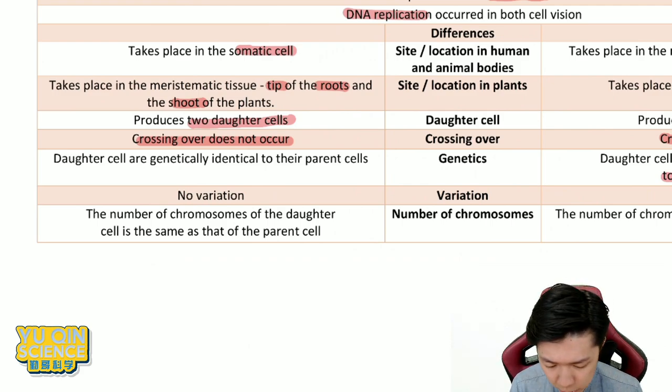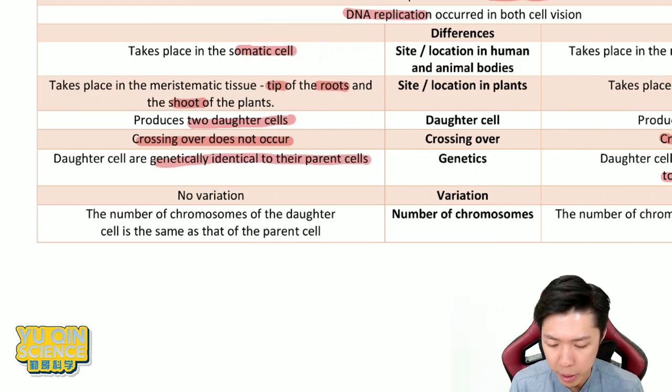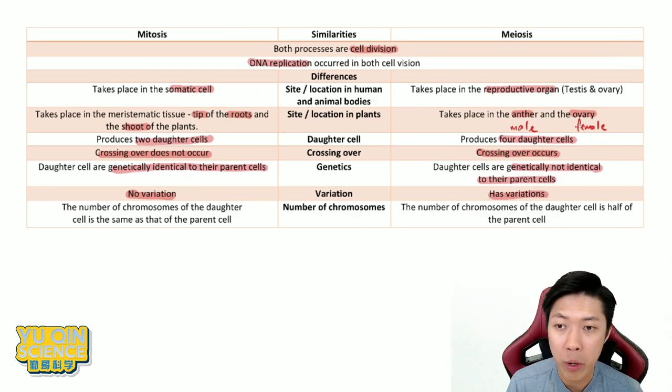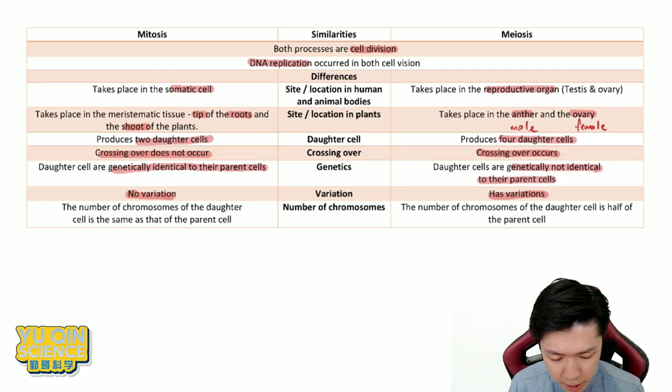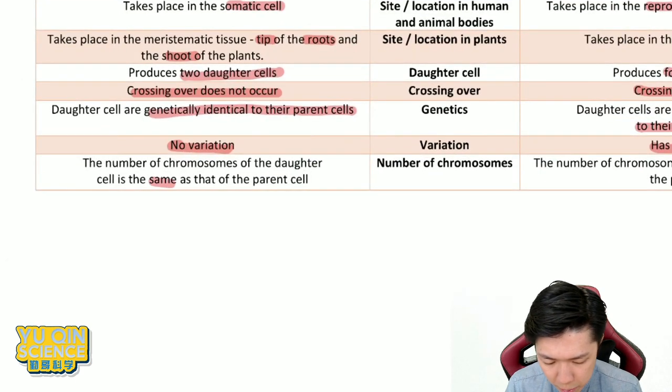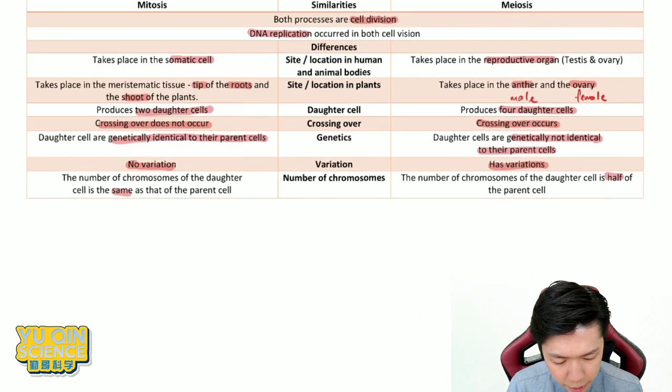mitosis will be genetically identical to the parents because there's no crossing over, all right? So hence, no variation, no new things, no differences. They're all the same, copy-paste. And this is variation, very important. That's what makes you and your brothers and sisters different, because every time we have variation due to the crossing over of chromosomes, okay? Variation means differences, by the way. All right, and last one, number of chromosomes. This will be the same. This will be the half number, okay?